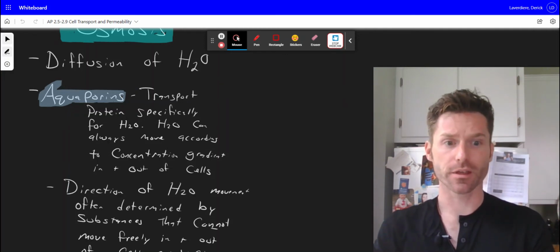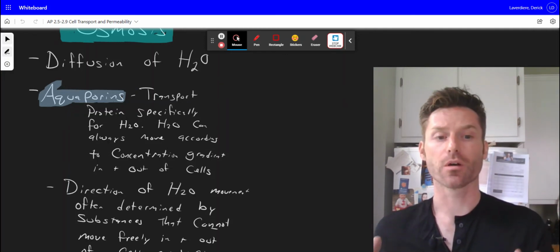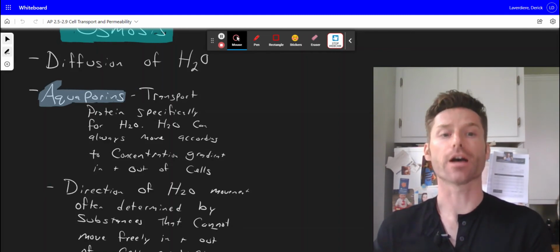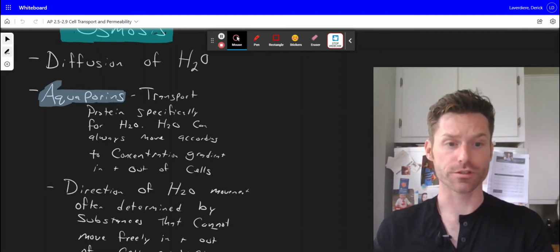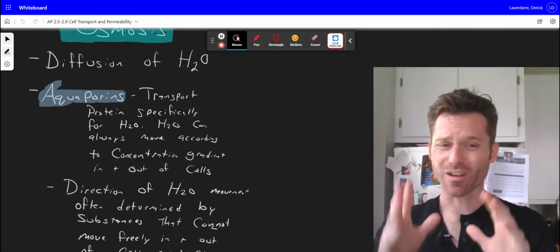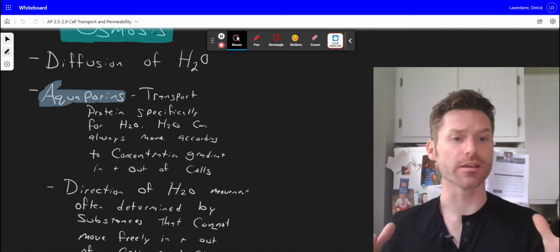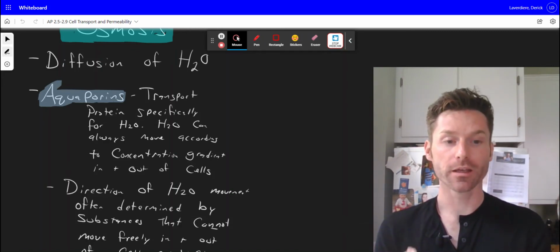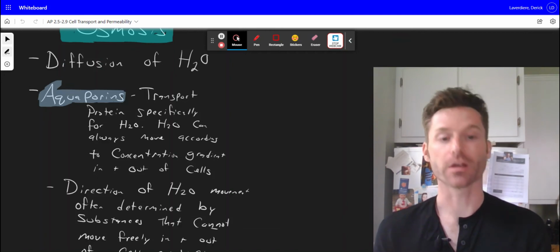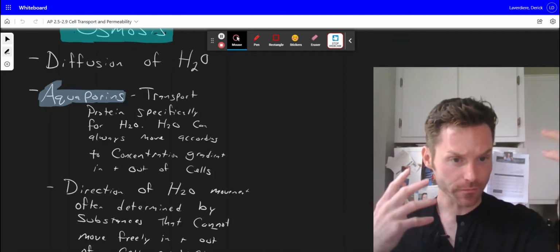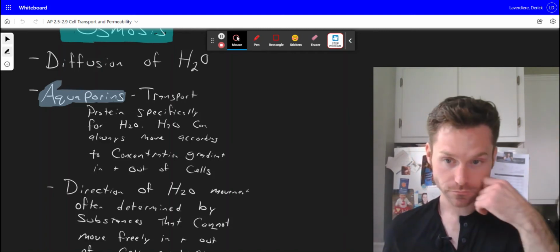But obviously living things need a ton of water. And so our cells have dedicated protein channels called aquaporins that are used just to move water, right? So it moves water in, it moves water out. All the cells have them. They have a lot of these. So water will always move according to the concentration gradient. Water will always move through diffusion's principles into or out of a cell.